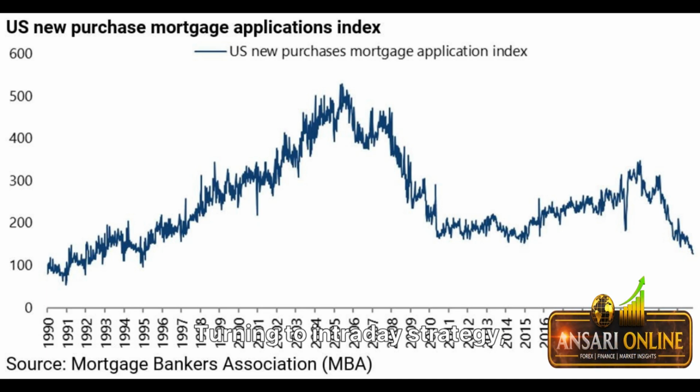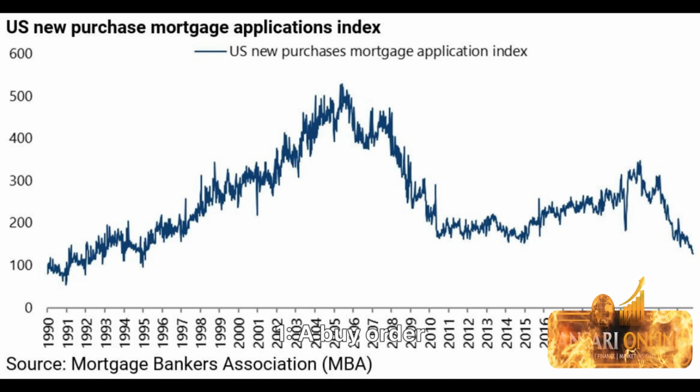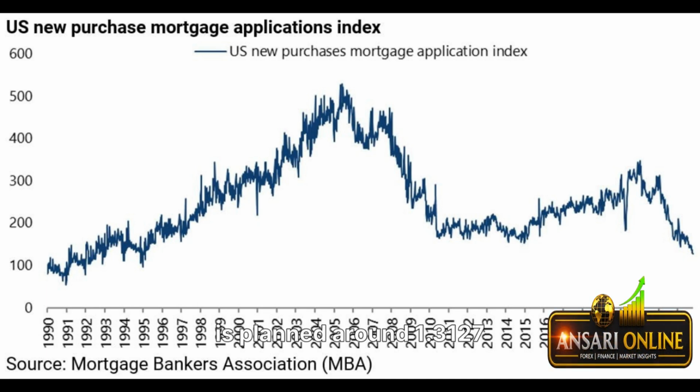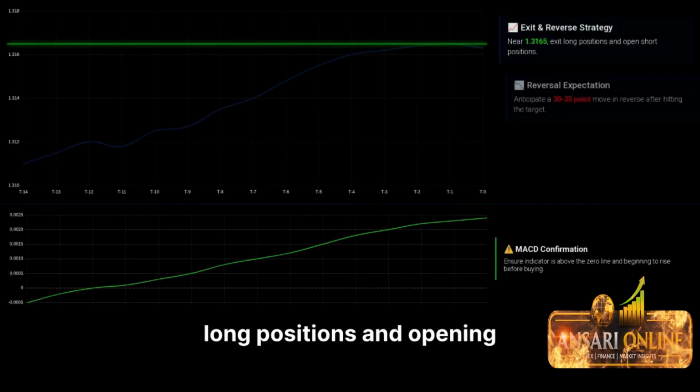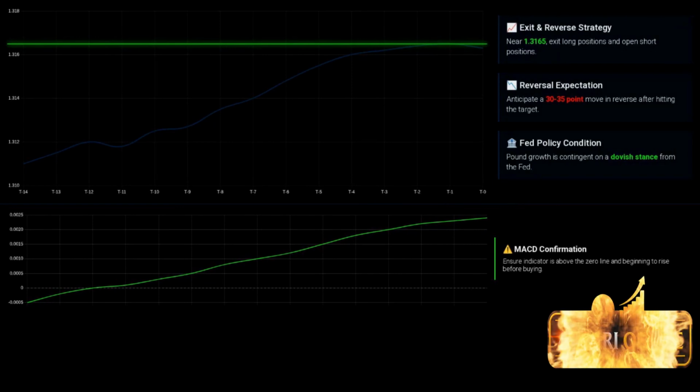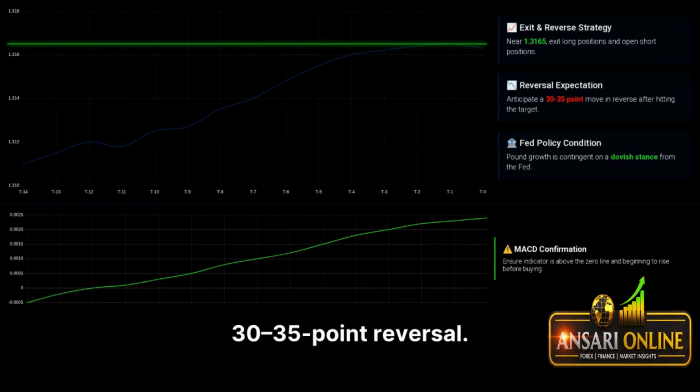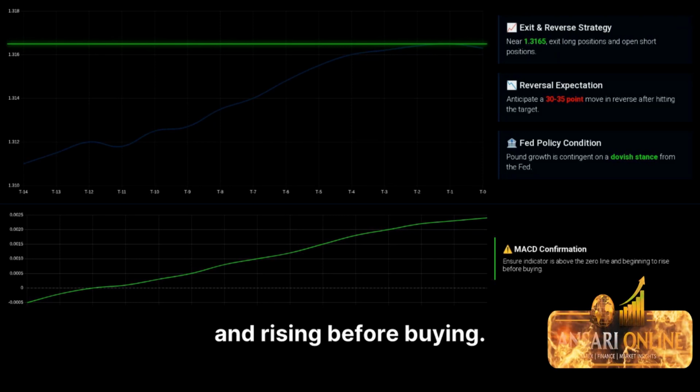Turning to intraday strategy, the focus is on scenarios number 1 and number 2. By signal scenario number 1, a buy order is planned around 1.3127, targeting a rise to 1.3165. Near 1.3165, consider exiting long positions and opening short positions, expecting a 30-35 point reversal. Pound growth today is contingent on a dovish stance from the Federal Reserve. It's crucial to ensure the MACD indicator is above the zero line and rising before buying.